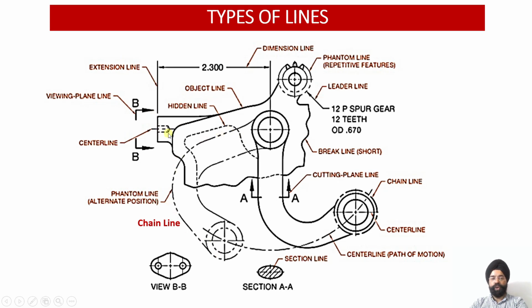Again, you can see a dotted line. Dotted line means that there is a hole for a screw. This is the visible line or the outline. This is your center of symmetry line.